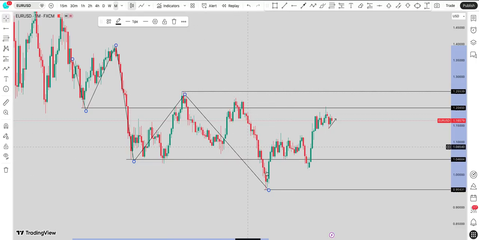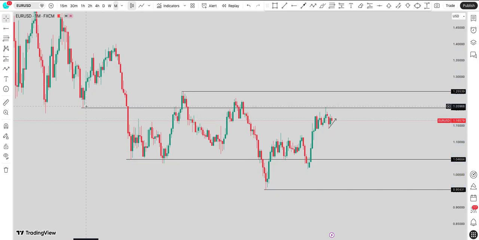So after this breakout, the market was unable to use here to retest this market and keep on dumping. Then it decided to come back into this major level, which is right around 1.20399.